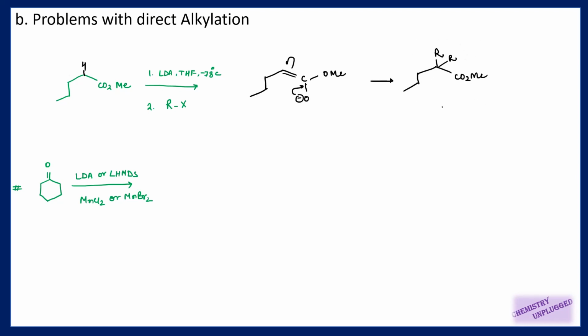We can use manganese chloride and manganese bromide for this. These manganese halides will form manganese enolates, and these enolates are stable in nature as compared to lithium enolates. They will form stable manganese enolates, and they will give you a good yield of the monoalkylation product. It will give you this manganese enolate, and they are good for monoalkylation.